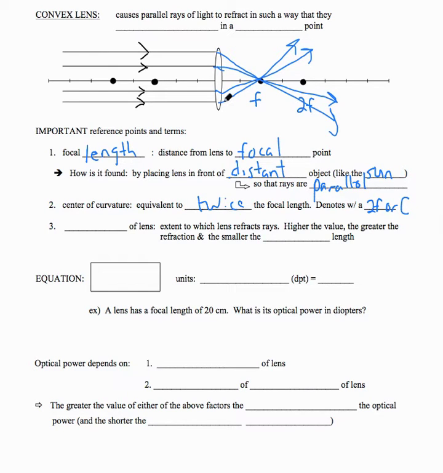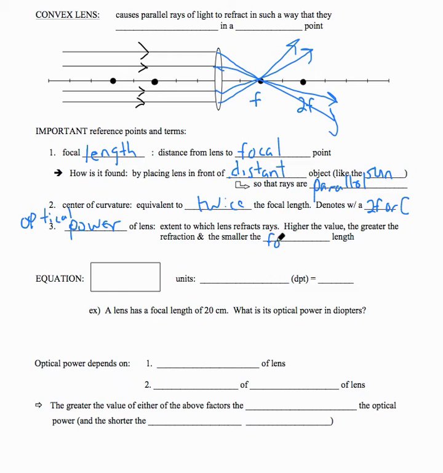Now a new term we have to define, more for the IB than anything, is the optical power, which we're just going to call the power of the lens. That's the extent to which a lens can refract the rays. It's just an indirect way of looking at the focal length. The higher the value of the optical power, the greater the refraction and the smaller the focal length. So there's an inverse relationship there.